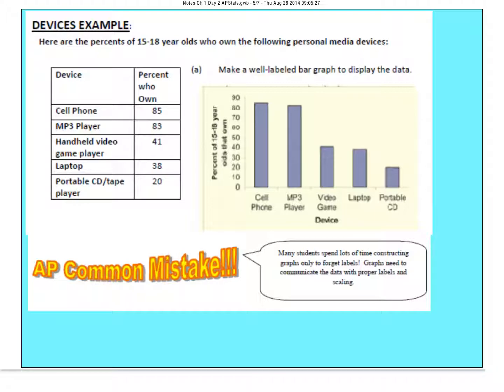Now you do need to be cautious here. The AP common mistake says many students spend lots of time constructing graphs only to forget the labels. You need to communicate your graphs with proper labels and scaling. So if you forgot in particular to put this label here, or your scales were not correctly spaced out, they want a reasonable scale that is not distorted, you will lose credit on a very easy task.